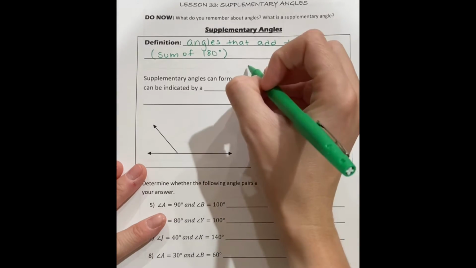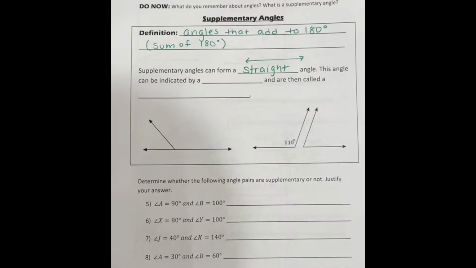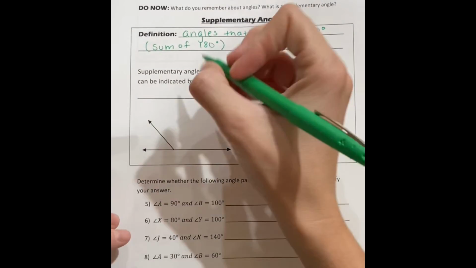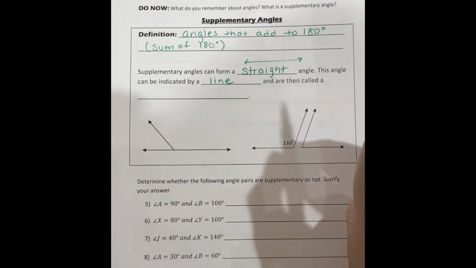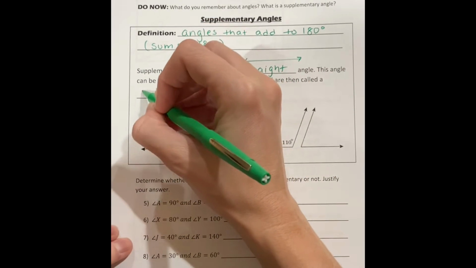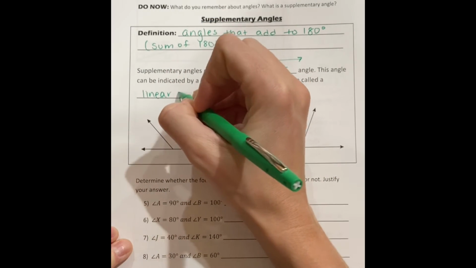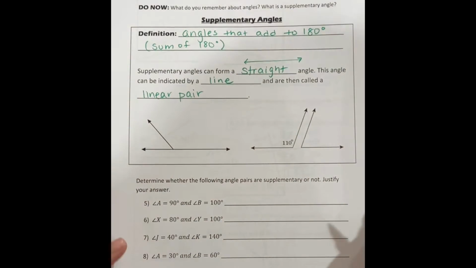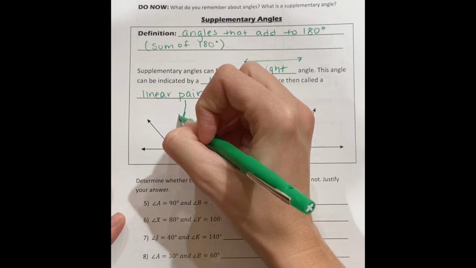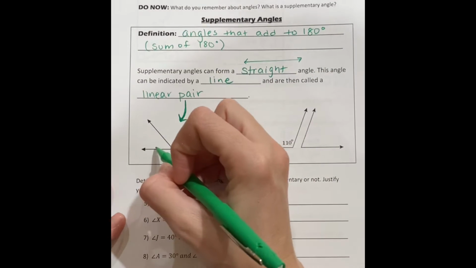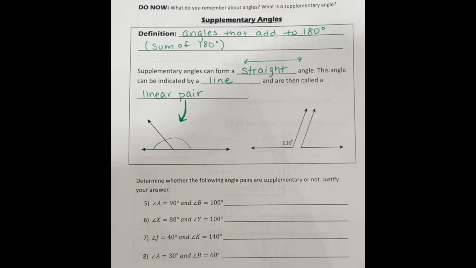And we know straight angles are just a straight line. So straight angles can be indicated by a straight line. And if these angles are actually shown as a straight line, we call them a linear pair. So if I look here, this is a linear pair because the angles form that straight line. And a straight line equals 180 degrees.